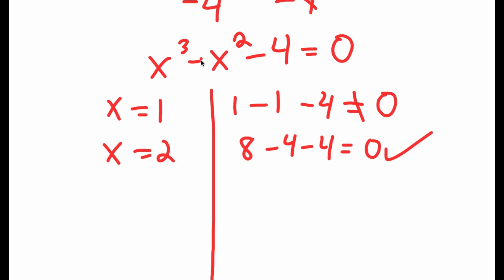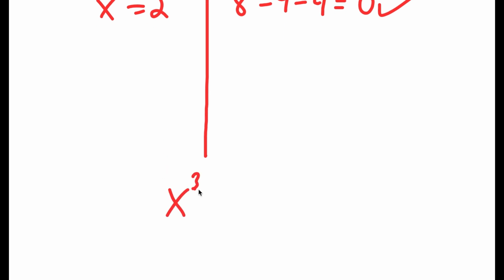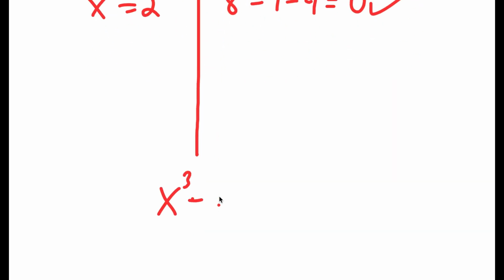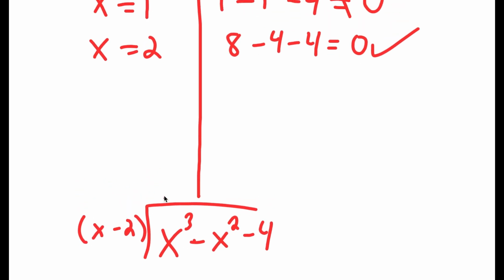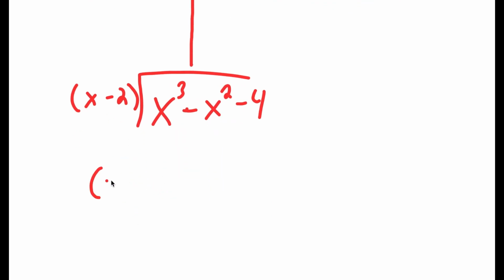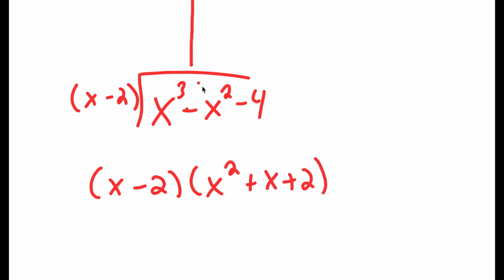Now using x equals 2, I'm going to divide x to the power of 3 minus x squared minus 4 with x minus 2. So now if you divide these two, you get x minus 2 times x squared plus x plus 2. And you can either divide them with long division or synthetic division.